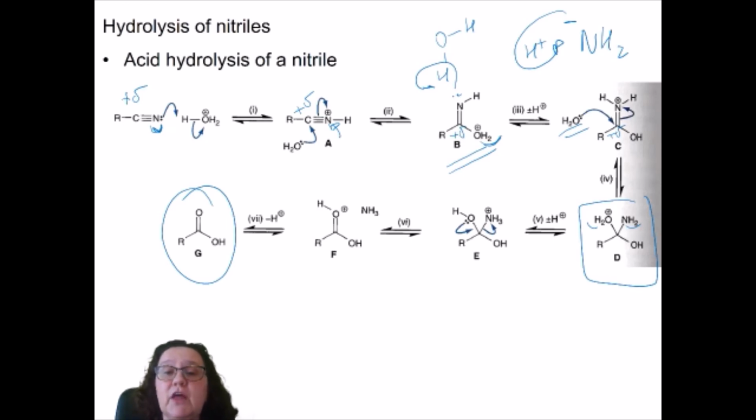So the next step to make compound E is protonating that nitrogen to make it into an ammonia molecule that can leave the structure more easily. Then it's just a question of losing this hydrogen and you form the carboxylic acid.